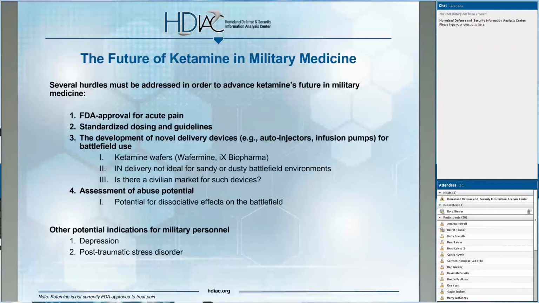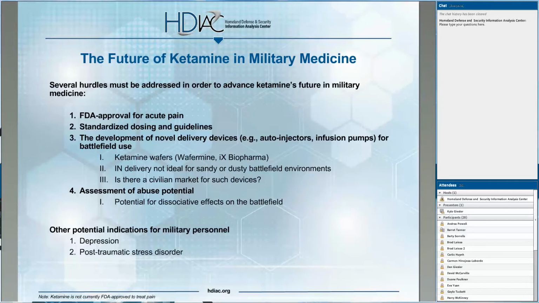I see a bright future for ketamine in military medicine. FDA approval for acute pain would be the next barrier to be overcome. The reason for this is that because ketamine is so off-label, there's no consensus in the guidelines. What doses should be required? What do we need to deliver to patients to curb their pain? And for what indication? Pain is very ambiguous.